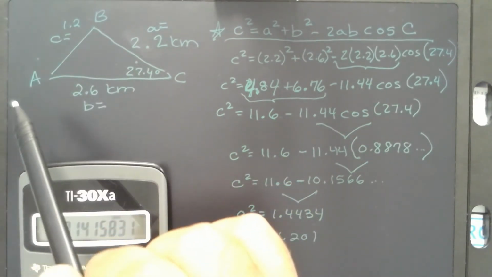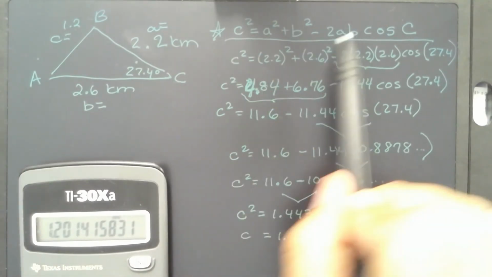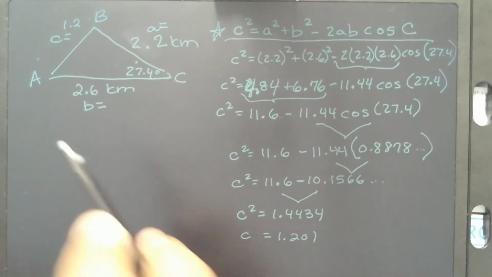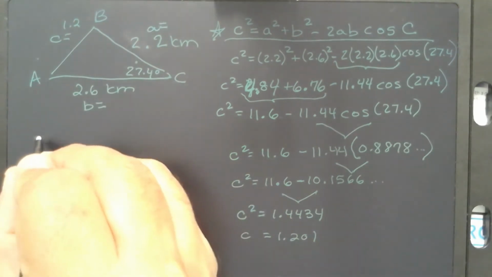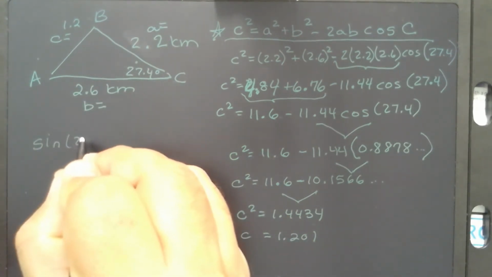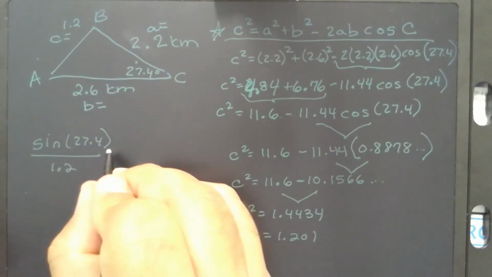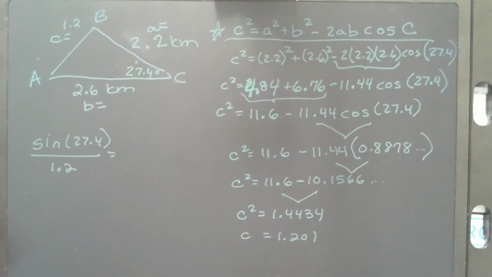There you go. Now remember, coming back to the tools that we learned, we just applied the law of cosine here, but we could apply the law of sine instead. Why? Because the law of sine says if we have an angle and a side, we can make a ratio. This will be sine 27.4 over 1.2 is equal to, and we could do A or B. It doesn't really matter, because they have to be equal.